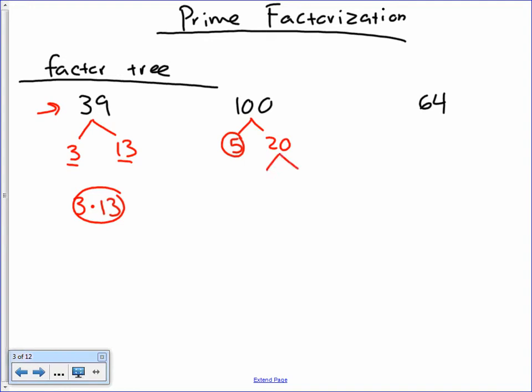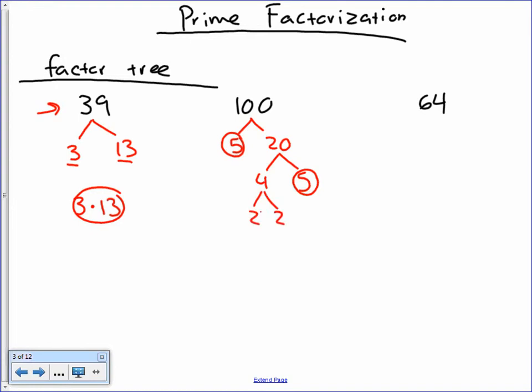So with that, make our two little lines. What are two numbers that multiply to give me 20? Well, you can say 2 and 10 or 4 and 5. Let's go with 4 and 5. So now I got 4 and 5. 5 is prime, so let's circle it. 4 is not, because I can multiply 2 times 2 to get that.